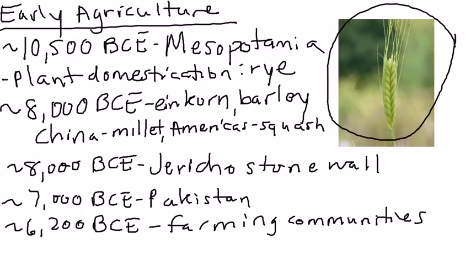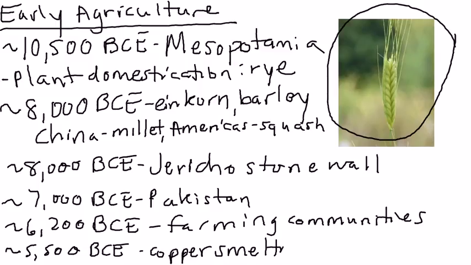About 5,500 BCE, we see copper smelting arise. Copper smelting in Southeast Europe and the Near East.